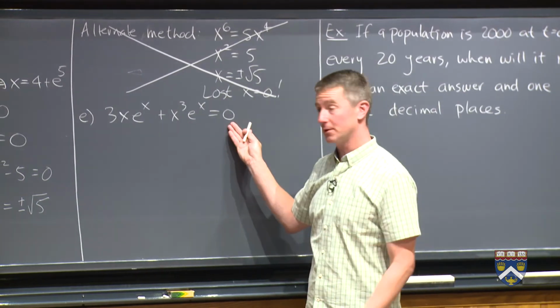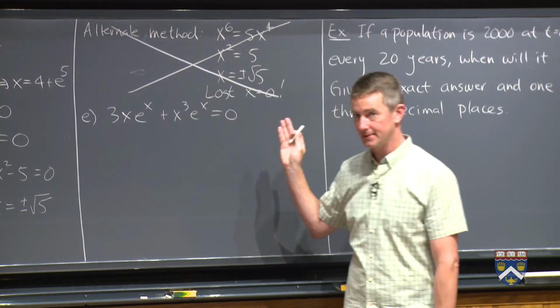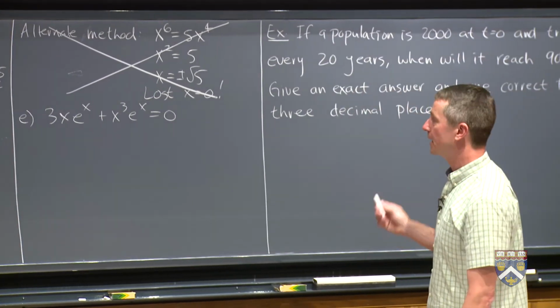What would we be doing on the right side? We'd be taking the log of 0. Are we allowed to take the log of 0? We've already said tonight that that is not allowed. You can only put positive numbers into logs. So we can't do that.